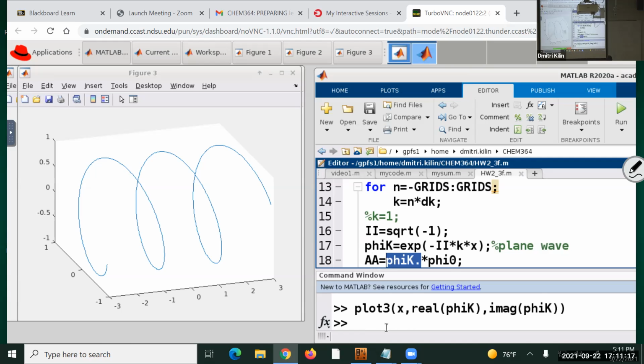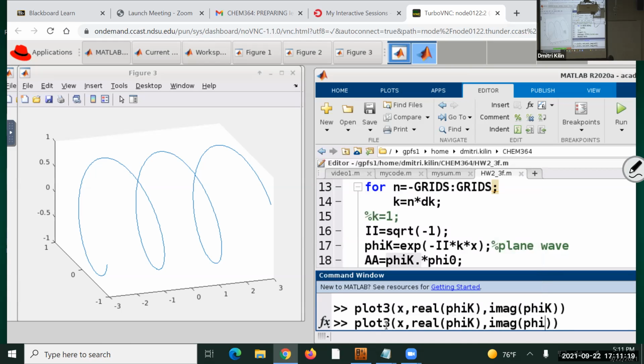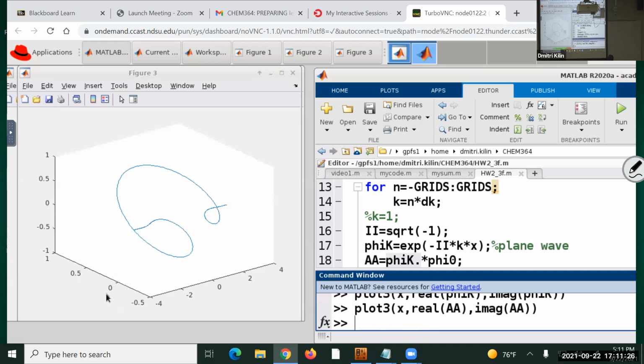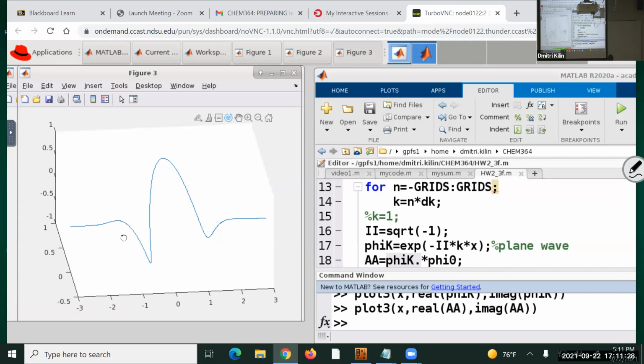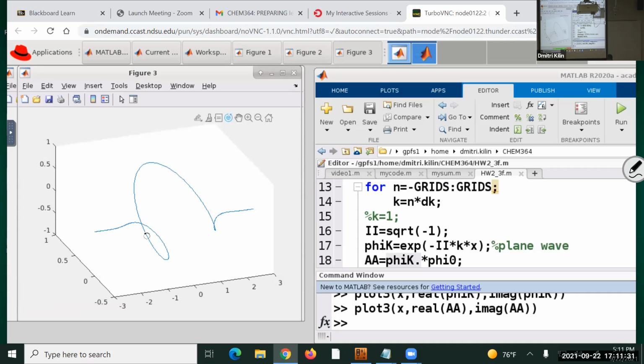So if this is stored in the variable AA, you'll get this shape. Why do we need this thing in relation to your previous, to your completed homework? The expansion coefficients are obtained by convolution of the function of our interest, this bell shape, with these plane waves of different frequencies, right?